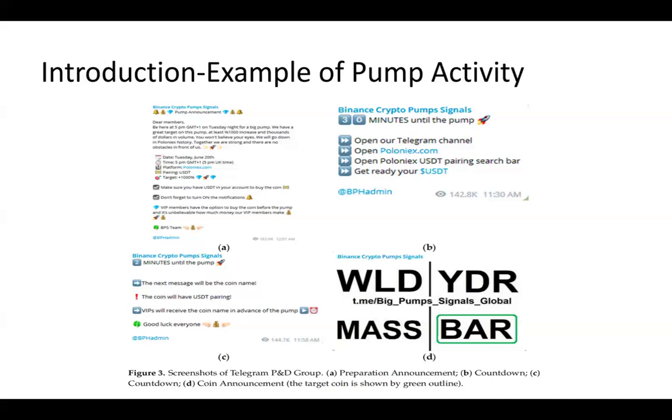Finally, they began sending countdown messages, and at a scheduled time, they sent a picture with the currency name. The screenshots are shown in figure 3, and the name of the target coin is shown in figure 4.